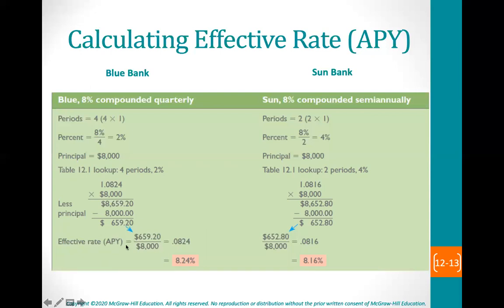So our effective rate, or APY: the interest of $659.20 divided by our principal of $8,000, we have an effective rate of 8.24% for Blue. For Sun, we have $652.80 divided by $8,000, we have 8.16% for Sun. So you see they're both paying you at 8%, but the compounding quarterly versus semi-annually gives you 2 different effective rates.